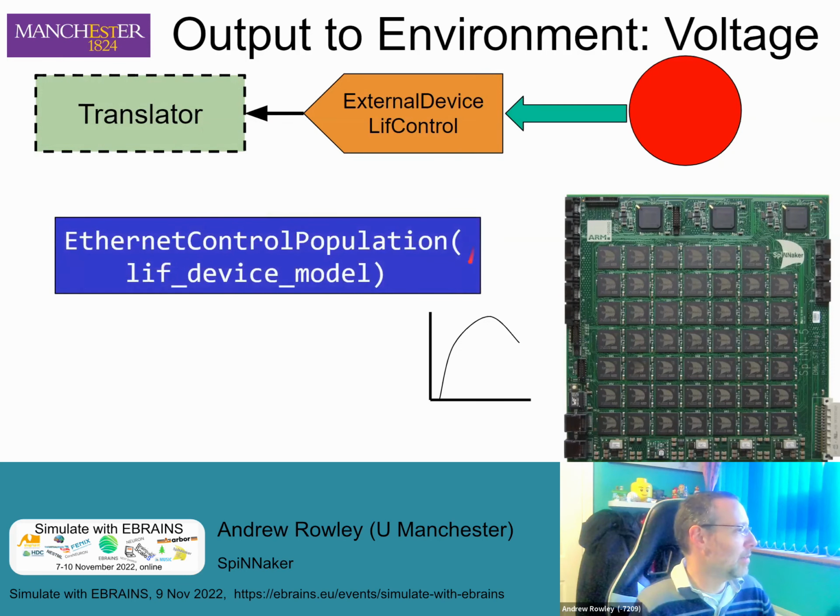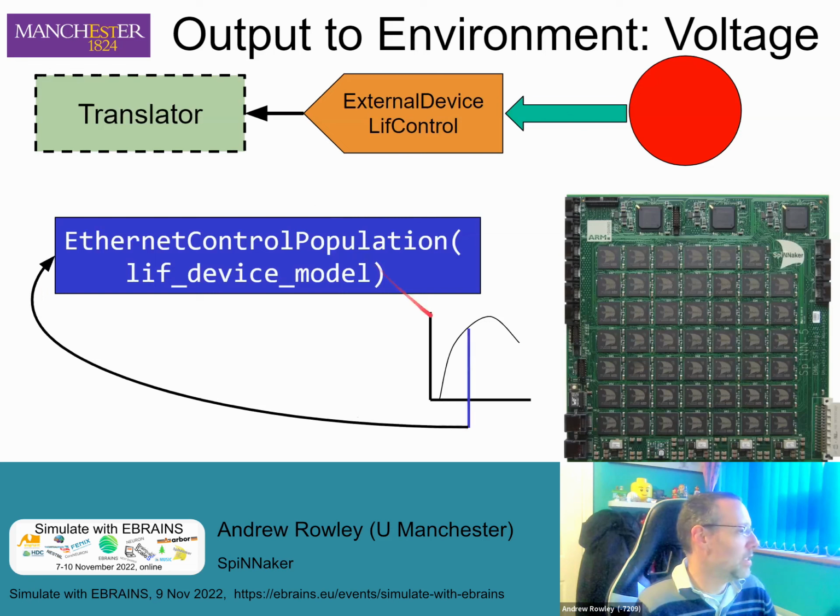And we have a special population for doing this, which takes a certain type of model. The idea here is that this lift device model doesn't spike. It just changes voltage. So the population is going up and decaying like a normal lift, but it never reaches a threshold. It doesn't have a threshold to spike with. And this can be useful for controlling motors.